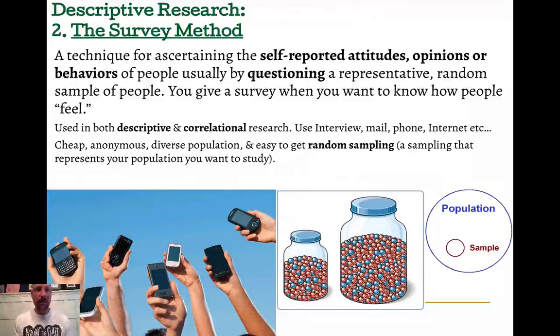Okay? The second type of descriptive research is a survey method. Everyone knows what a survey is. Everyone's taken a million surveys. All you're doing is just asking people to self-report their opinions, right?